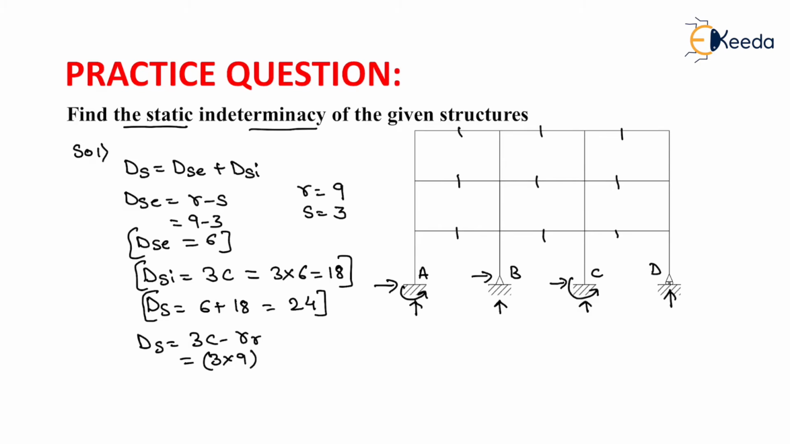Now the value of release reaction RR will be the number of reactions required to convert any support into a fixed support. Supports A and C are already fixed. To convert support B into a fixed support, the release reaction required will be 1, and to convert the roller support at D into a fixed support, the release reaction required will be 2. So the total release reaction will be 3. Now if you solve this equation, 9 times 3, that is 27, minus 3, it will be equal to 24. That will be the static indeterminacy of this frame.